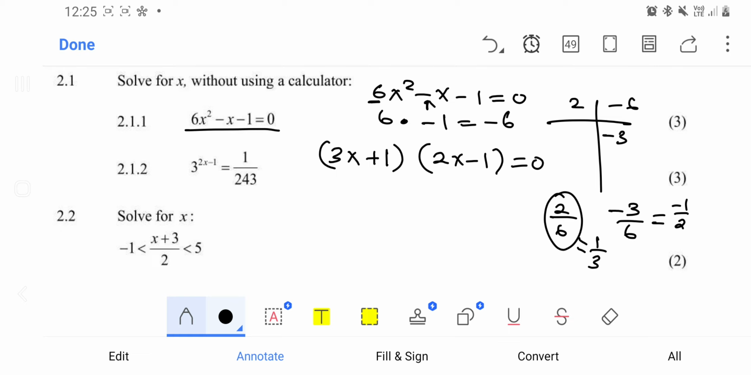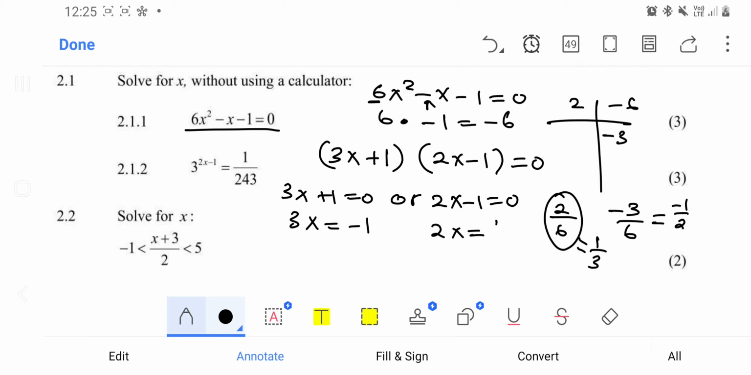So this quadratic equation is fully factorized. We are allowed to say 3x plus 1 is equal to 0, or 2x minus 1 is equal to 0. So we transpose. We have 3x is equal to -1, 2x is equal to +1. We divide by the coefficient of x, and then we get x is equal to -1 divided by 3, and then on this side we have 1 divided by 2. We get 3 marks for that.